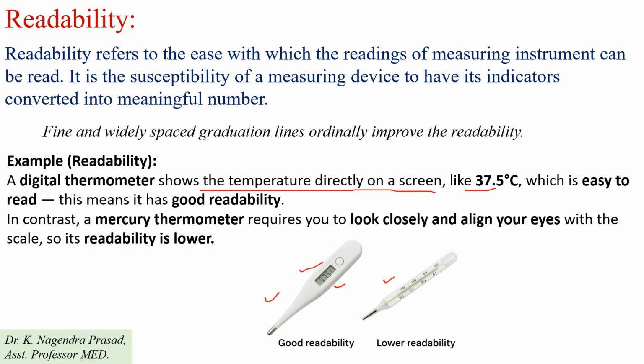Similarly, consider the other thermometer, the mercury thermometer. For the mercury thermometer, you have to look closely and align your eyes with the scale. So its readability is lower compared to the digital thermometer.